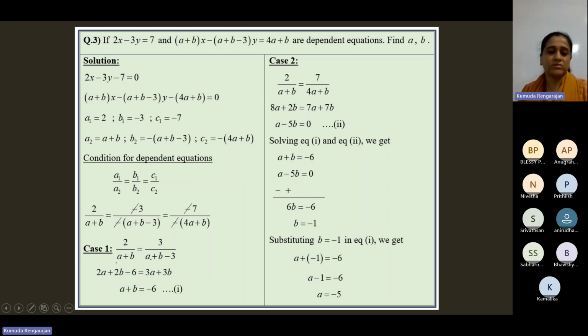Where have we gone wrong? Because I have nothing to say here. We just finished this topic. Then work any two of the three cases. And here, see, you're not able to get the value of a or b. You're getting an equation. A plus b is equal to minus 6. And here you're getting a minus 5b is equal to 0. So you'll have to solve these two equations and find the values of a and b.